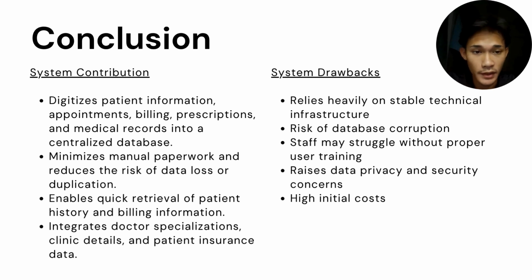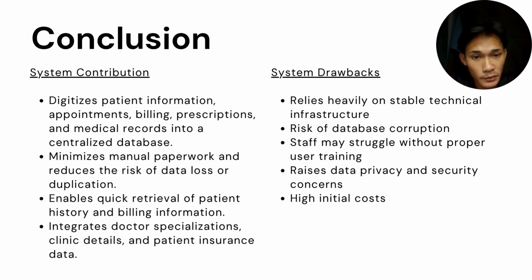So I've separated the conclusion by 2 parts. First part is for the system contribution. So the system digitizes patient information, appointment, billing, prescription, and medical records into a centralized database. So this system minimizes manual paperwork and reduces the risk of data loss or data duplication. So this system enables quick retrieval of patient history and billing information. And the system integrates doctor specialization, clinic details, and also patient insurance data.